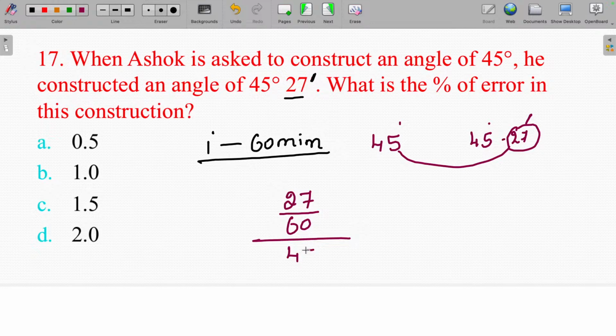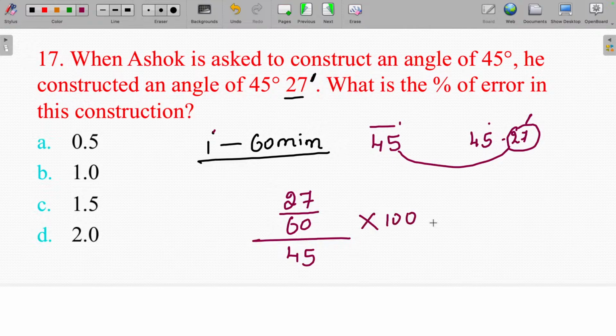To convert to degrees, that is the meaning, so this I am converting to degrees. 1 degree is equal to 60 minutes. So 27 divided by 60, you do it. Then this is the comparison with the original. I have to construct 45, but by mistake I constructed 45 degrees 27 minutes. How much error? 27 minutes is the error, but I want to convert to degrees. To convert to degrees, we have to take 60.